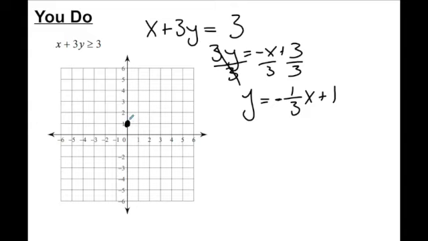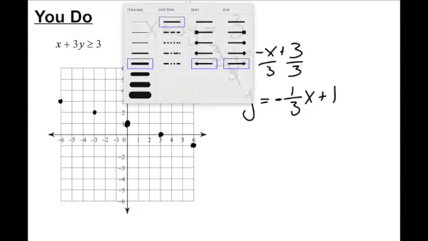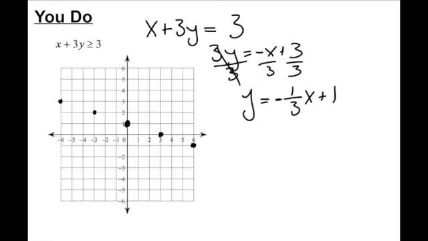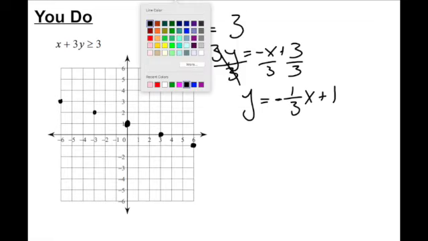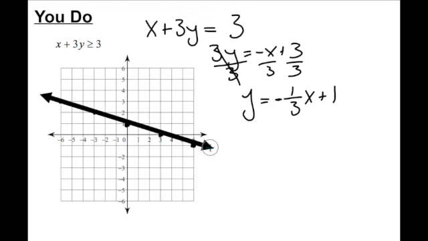Okay, so that means I'm going to go down 1 over 3. Remember, it's rise over run, so down 1 over 3. And if I go up 1, left 3, up 1, left 3. As with before, here we had a solid line, and here we are similarly going to have a solid line, just checking to make sure we got all our parameters there.